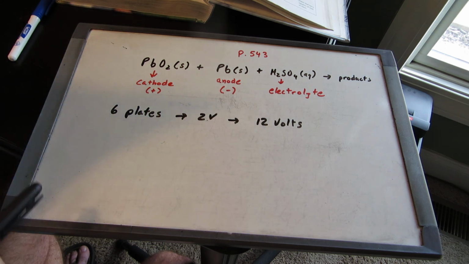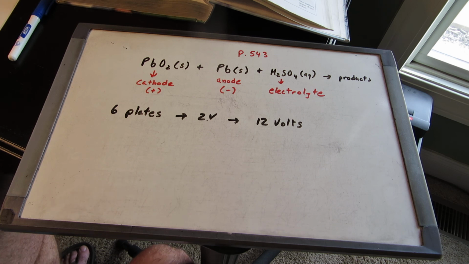That will be it for this video. We're going to draw the parts of a dry cell battery on the next video, and that will complete chapter 16.